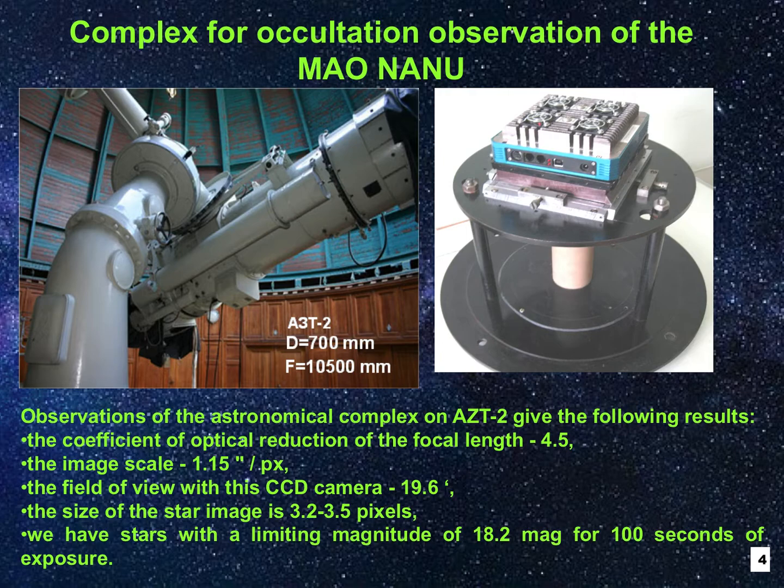It includes a light filter unit, a focus reducer, and an Apogee Alta U47 CCD camera. The focus reducer allows you to increase the field of view and overall sensitivity of the complex. The AZT-2 telescope for which the complex was manufactured is shown on the left. The observations showed quite acceptable parameters of the complex, which are shown below.